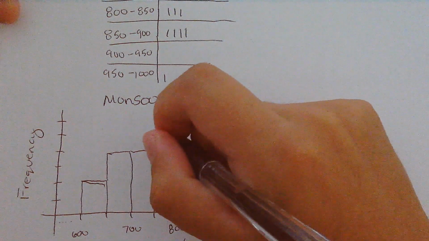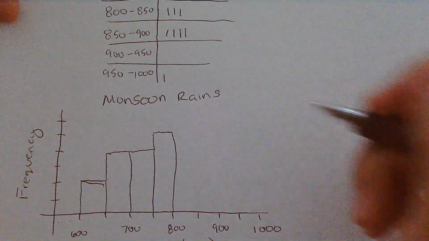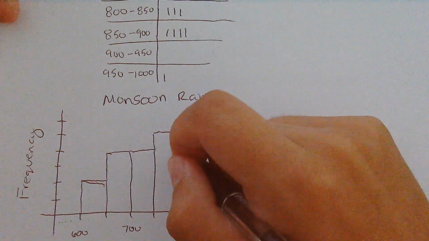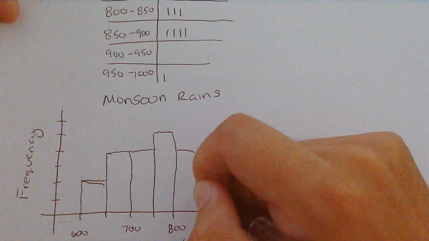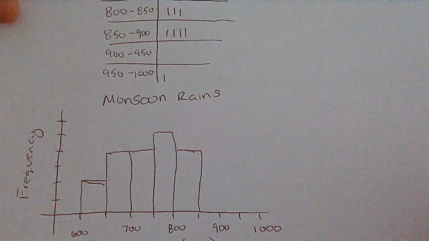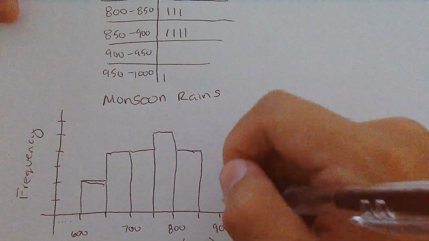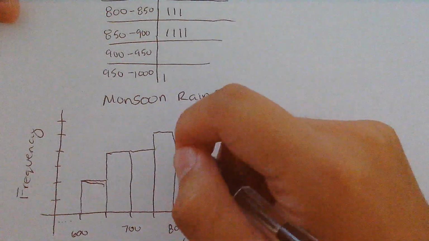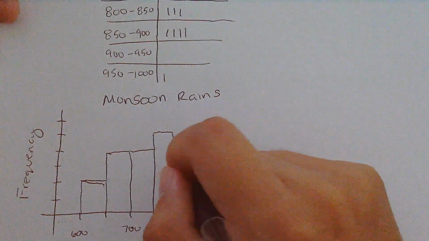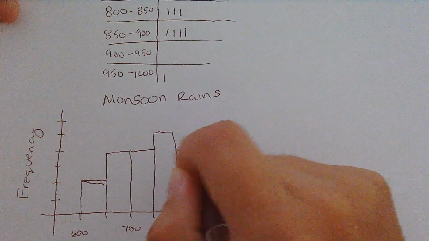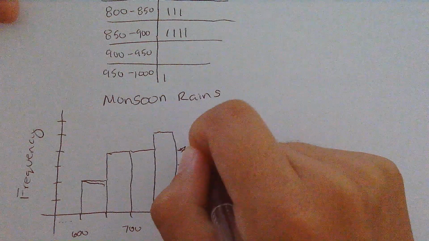So, and that little extra fun there. Between 800 and 850, back to the 4. Between 850 and 900 also. Oh, I made a mistake. It was 3. It was 3. Okay. Here we go. I'm just going to scratch that out.